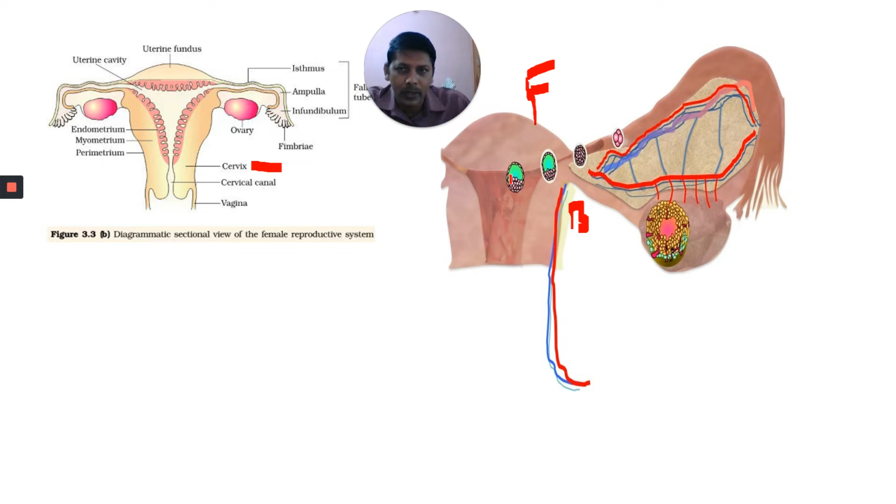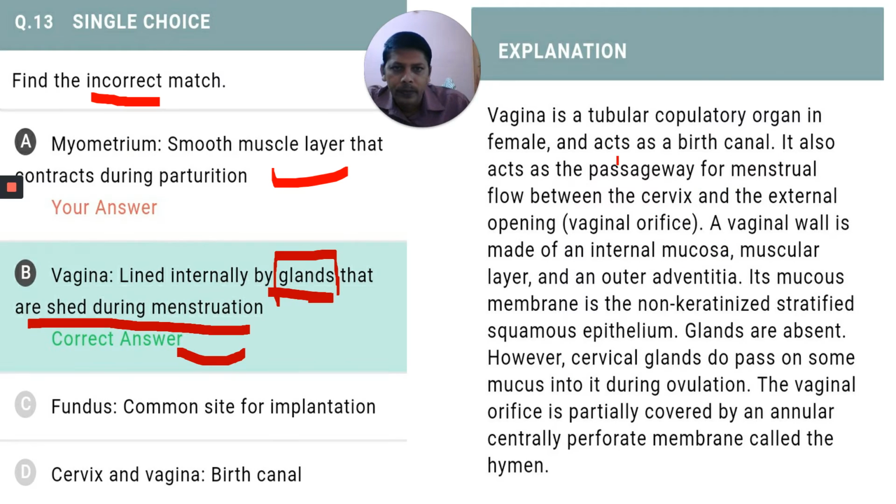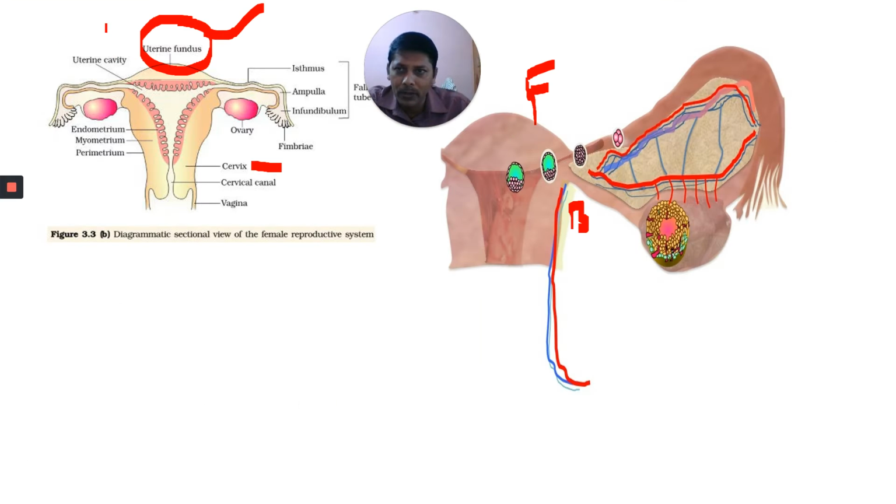Generally, you can observe here in which part implantation occurs. This is called the fundus. It is labeled in the textbook. You can observe the uterine fundus. Like the stomach has a fundus, the uterus also has a fundus. Fundus is the common site for implantation.